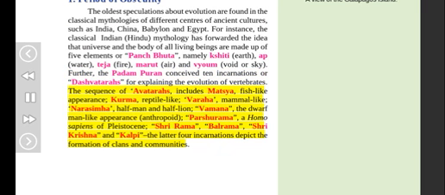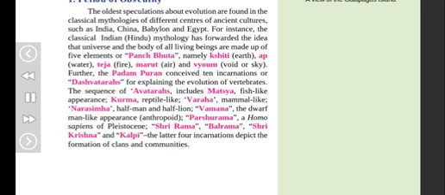The sequence of avatars includes Matsya, fish-like in appearance; Kurma, reptile-like; Varaha, mammal-like; Narasimha, half-man and half-lion; Vamana, the dwarf, man-like in appearance; anthropoid Parshurama, a Homo sapiens of the Pleistocene; Sri Rama, Balarama, Sri Krishna, and Kalki.